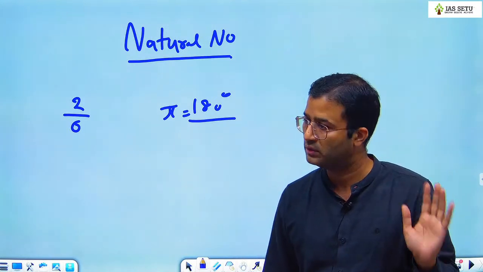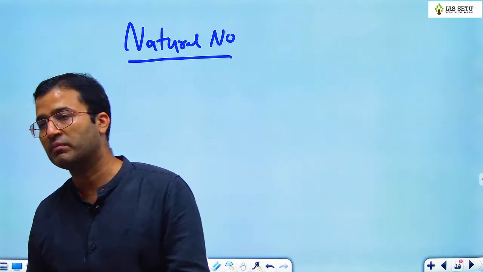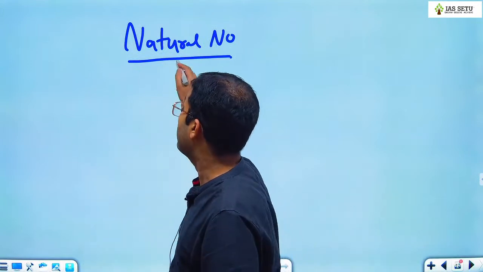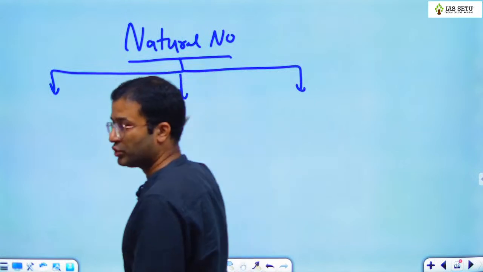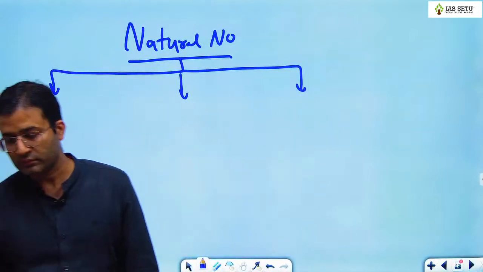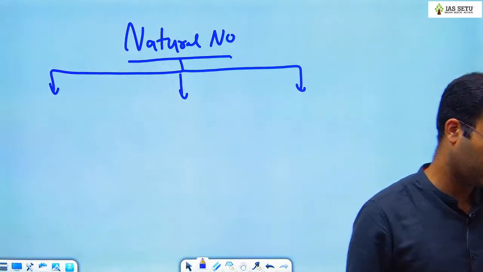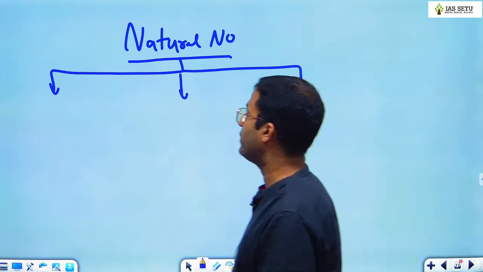Okay, now there is a doubt, what is the difference between prime number and natural number? This is my topic now, एक online ने पूछा। Now natural number we categorize, now I'm starting my new subtopic, natural number. Natural number we categorize in 3 part.